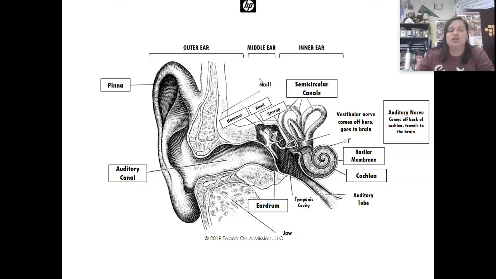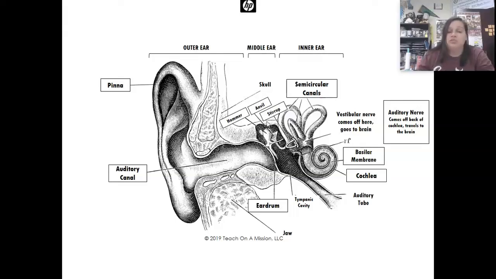The middle ear consists of the eardrum, which is also called the tympanic membrane. As it vibrates because of the pressure from the sound waves, it puts pressure on three tiny bones. Individually, they're called the hammer, the anvil, and the stirrup. They are also called the malleus, the incus, and the stapes, which will be on the next slide.